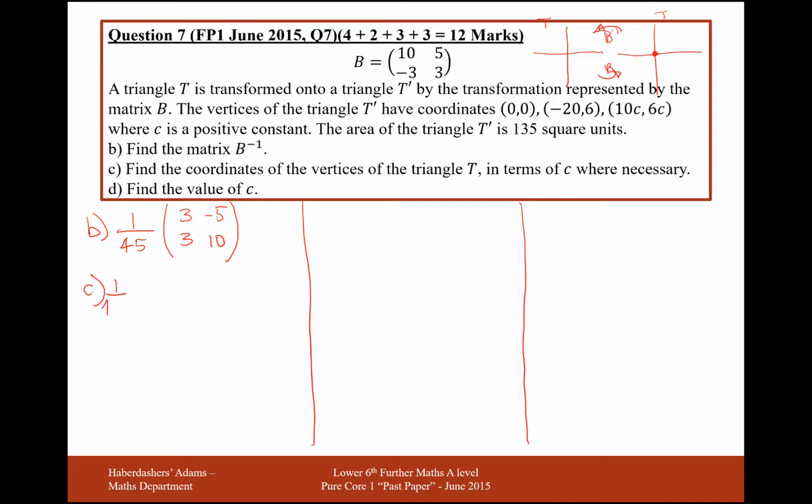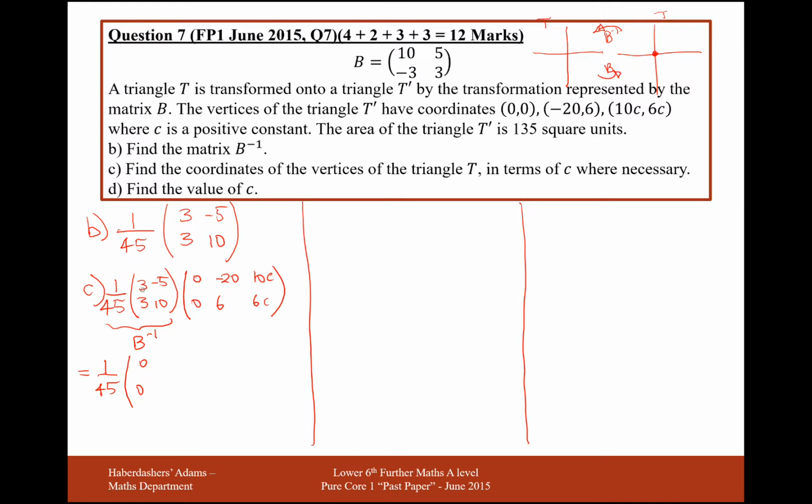So what we need to do here is 1 over 45 times the transformation matrix inverse. This is B minus 1 we've got here. And then the coordinates going vertically. So 0, 0, minus 20, 6, 10c, and 6c. So let's work this out, expand the brackets. 1 over 45 will remain at the start, and then the 0, 0 coordinate will still be at 0, 0. Linear transformations won't move the 0, 0 coordinate.